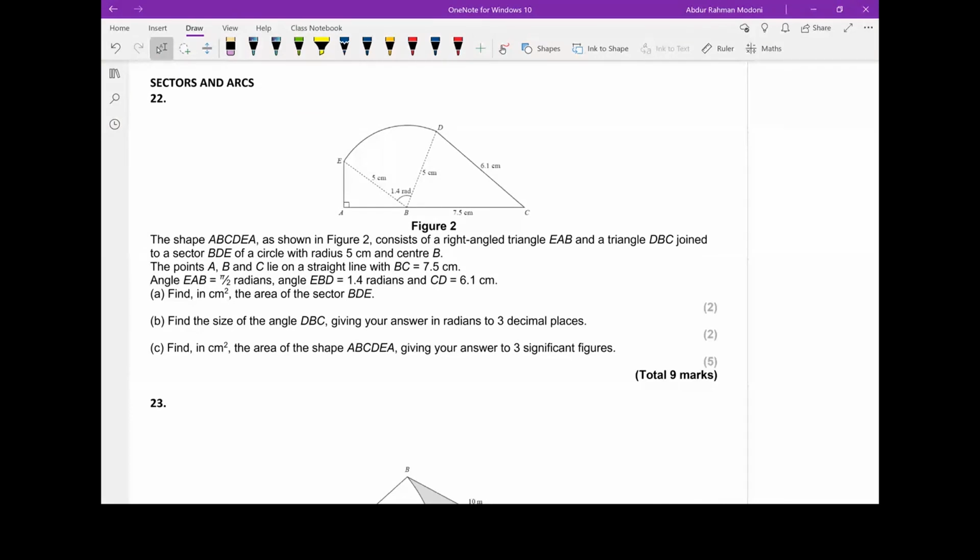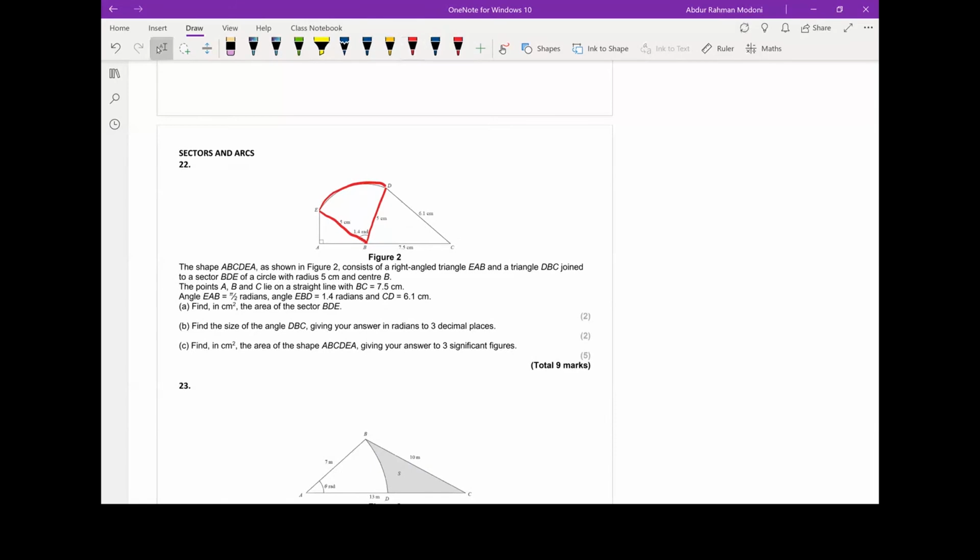It says here, first of all, find in centimeter squared the area of the sector BDE. There's BDE, it's referring to this area here. And this is using, remember, how we find the sector area, the formula for it. None of these you're given in a formula book, you need to know that.